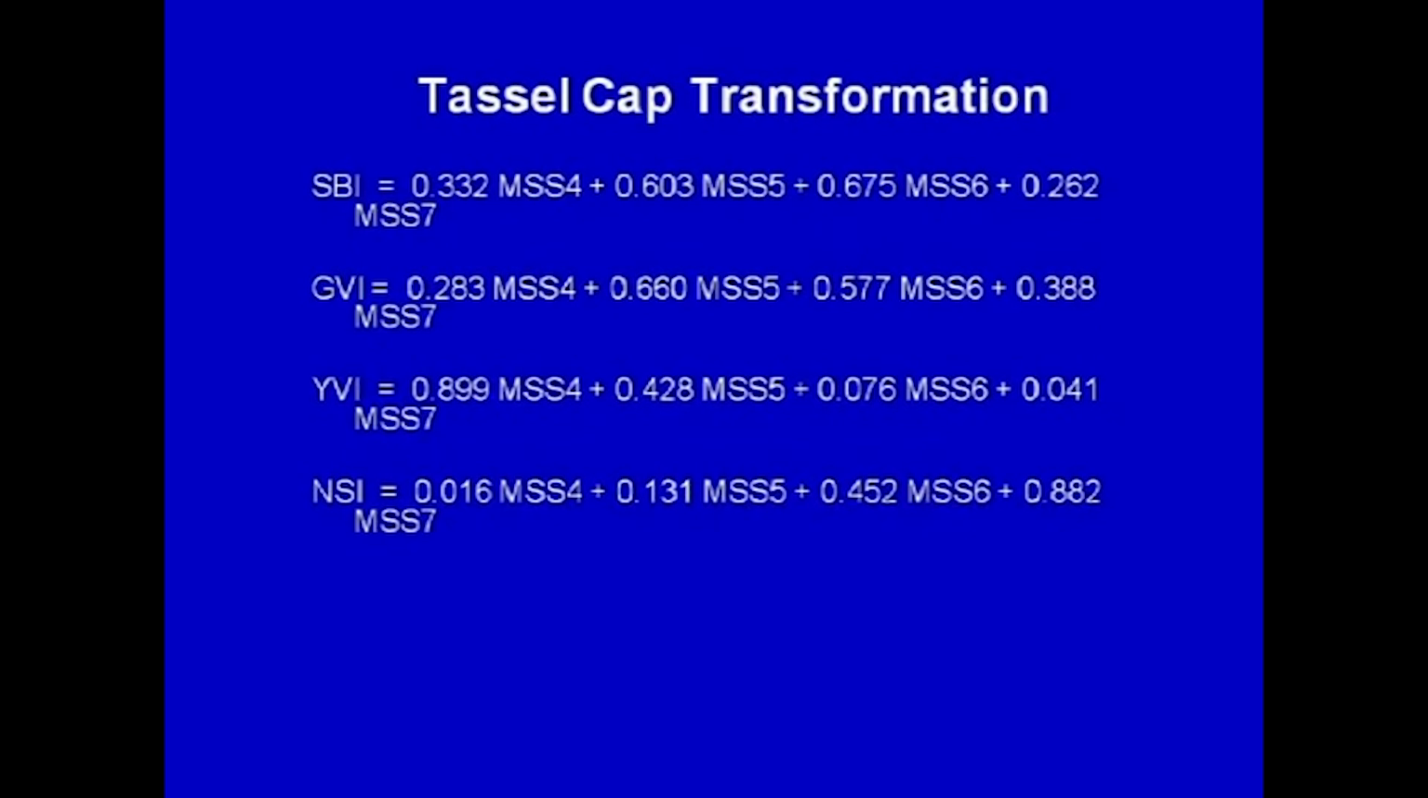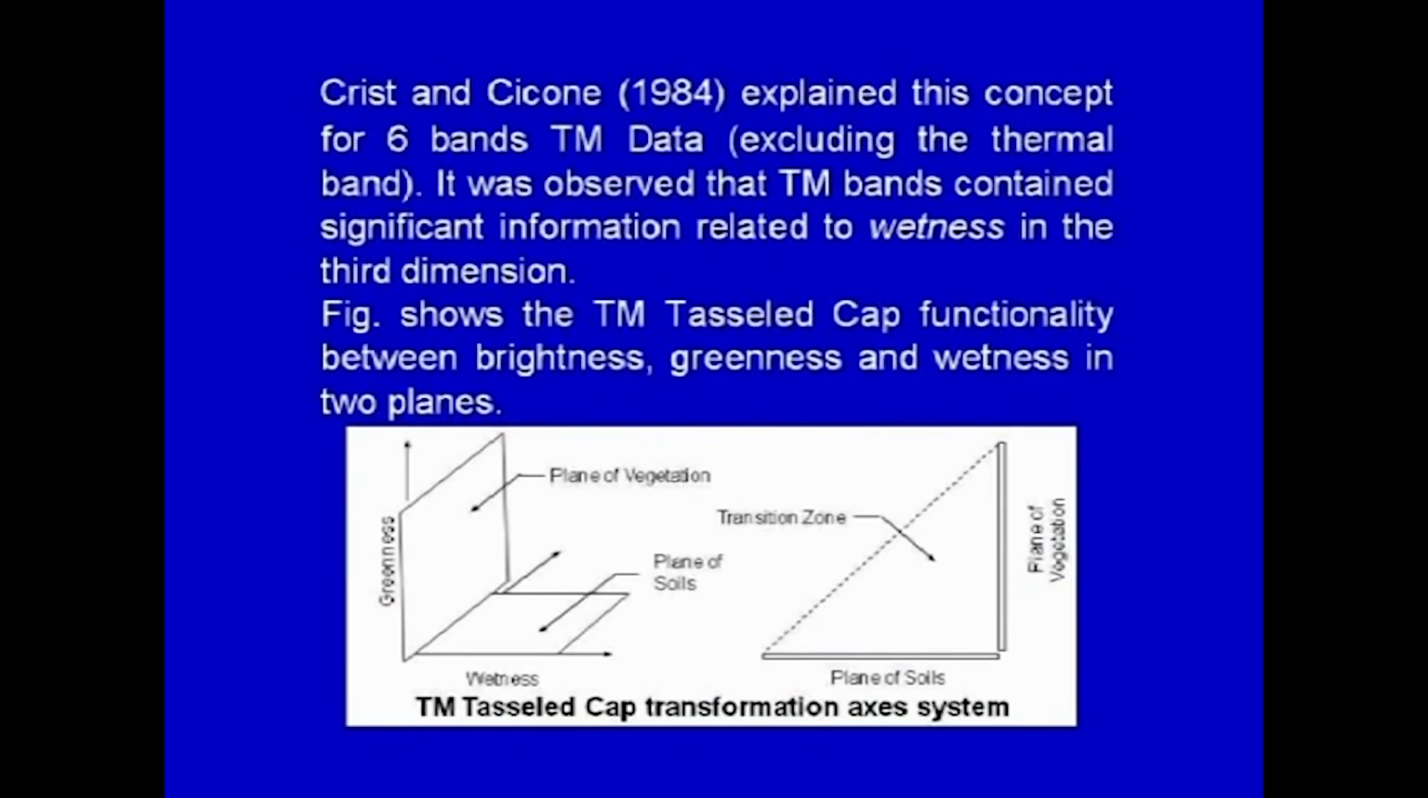These are the soil brightness index, which is nothing but a coefficient of 0.332 multiplied by MSS 4 brightness value plus 0.603 multiplied by MSS 5 brightness value plus 0.675 multiplied by MSS 6 brightness value plus 0.262 multiplied by MSS 7 brightness value. Similarly, the green vegetation index, the yellow vegetation index and the non-such index have been computed. With the advent of TM data, Crist and Cicone in 1984 explained this concept for the 6 bands of TM data, excluding the thermal band.